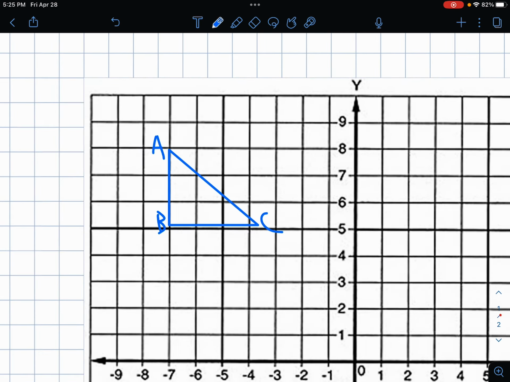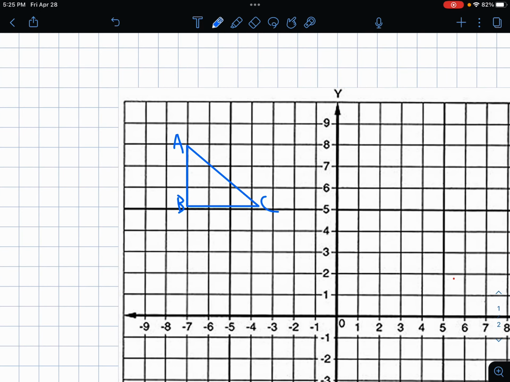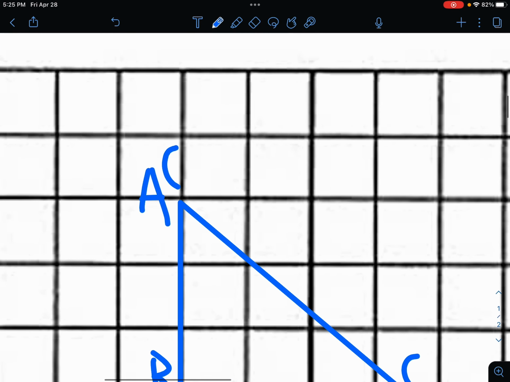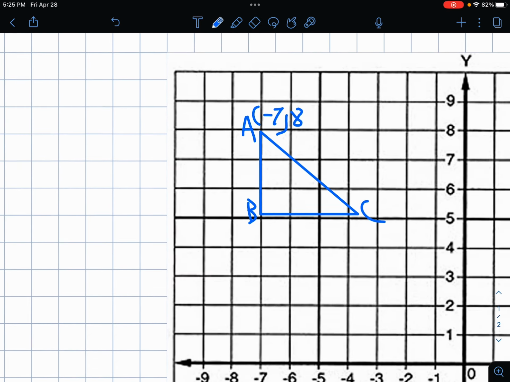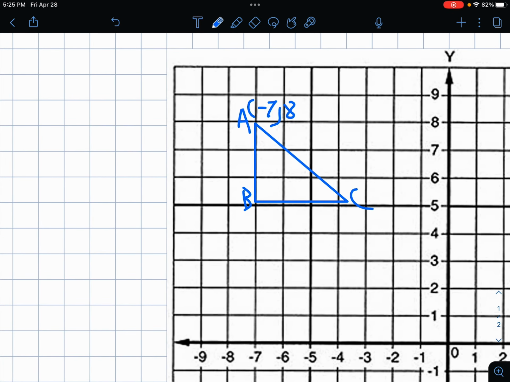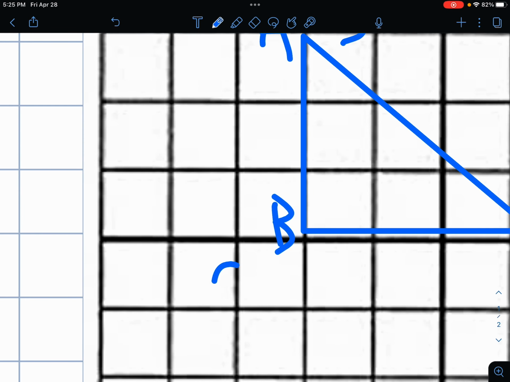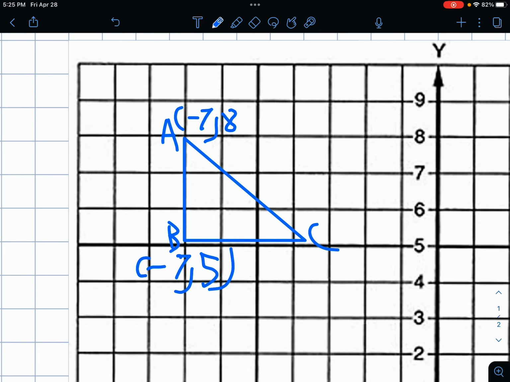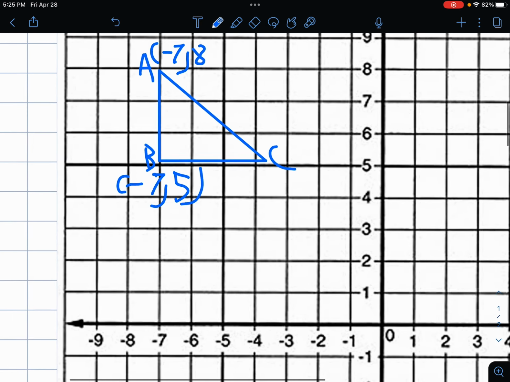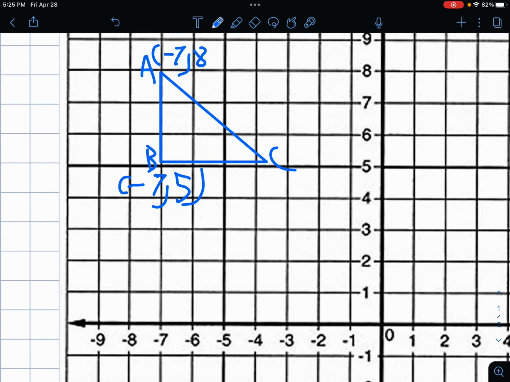And this is going to be -7, 8. B is going to be -7, 5. And lastly, C is going to be, almost sneezed, -4, 5.